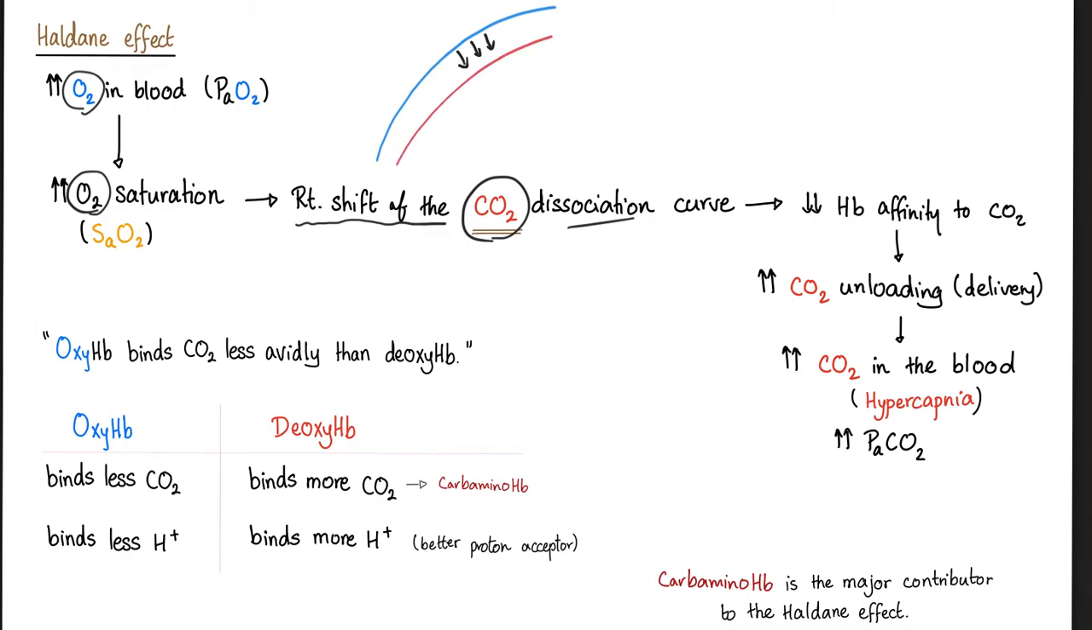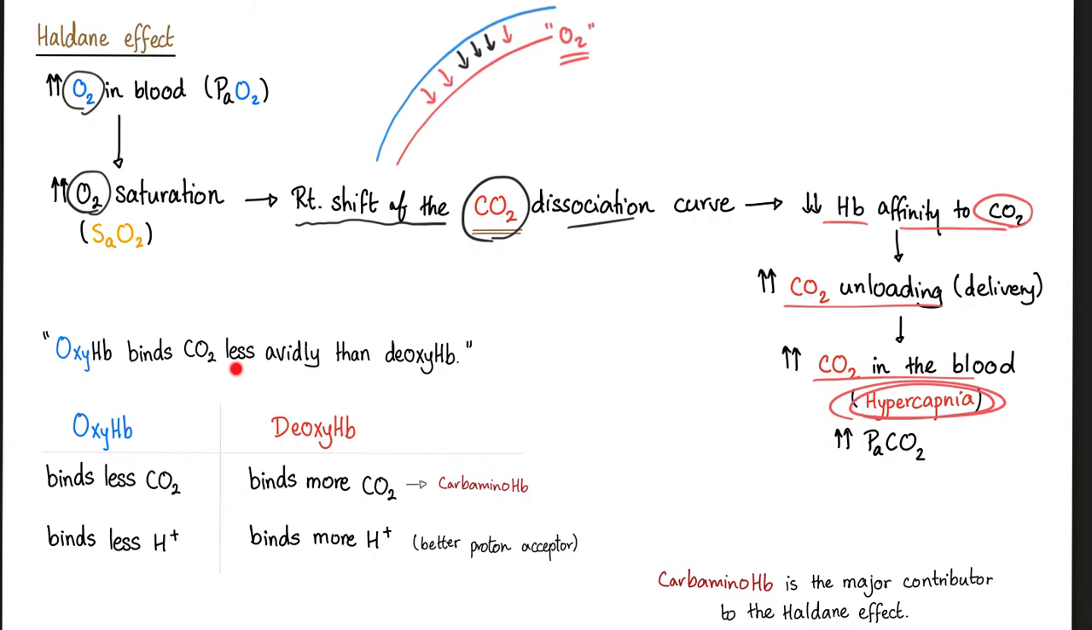What happened from the blue line to the red line? Basically, the red line is oxygenated blood. This is the oxyhemoglobin. So oxyhemoglobin shifts the curve to the right, you can say to the right and downwards. What's going to happen? This decreases the hemoglobin affinity to CO2. Hashtag CO2 unloading, which means there is increased CO2 in the blood. This is hypercapnia. That's why we call it oxygen-induced hypercapnia or hyperoxic hypercapnia. Amazing.